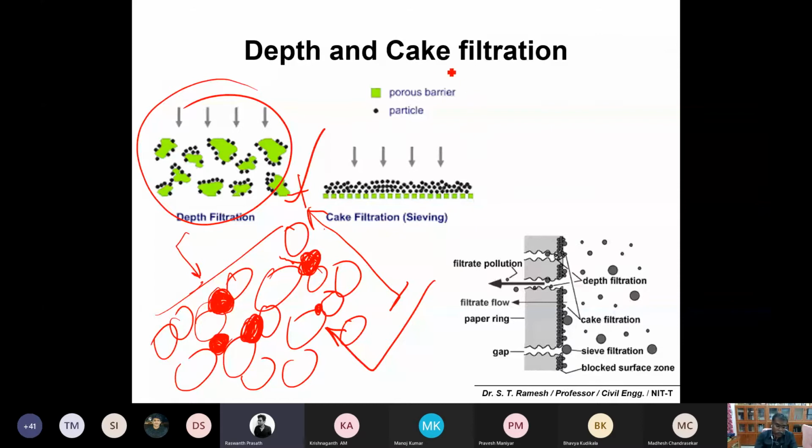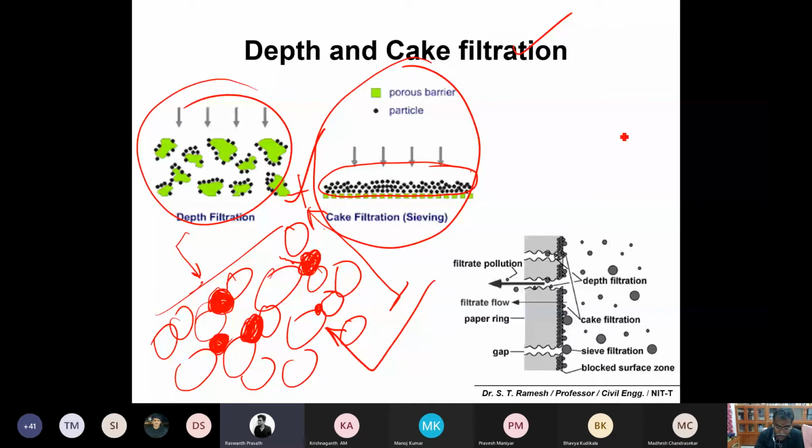Okay. Now, looking at the second diagram, that is called cake filtration. Cake filtration is for a uniform fine-grained soil, or otherwise a slow sand filter, and the grains are uniformly packed. These may be randomly packed, these may be uniformly packed, and the retention mechanism may happen only at the top of the filter alone. That type of filter you can call cake filtration. Is it okay? Yes, sir.